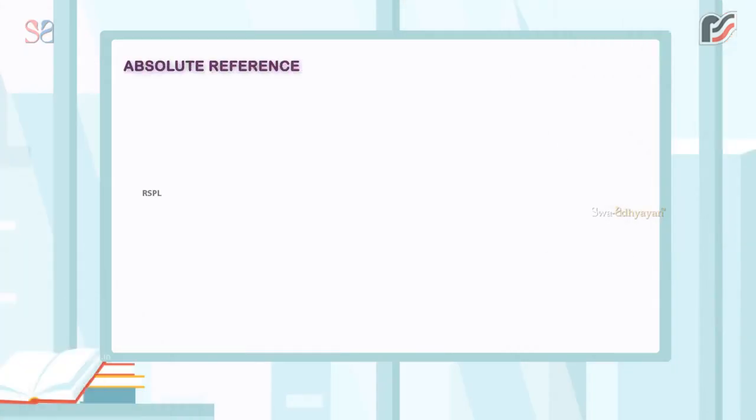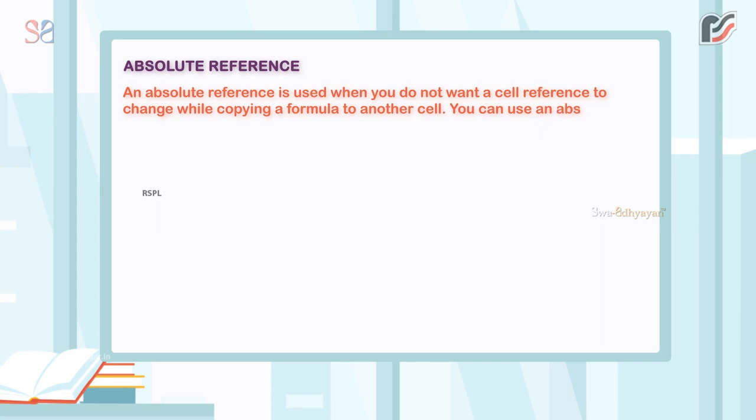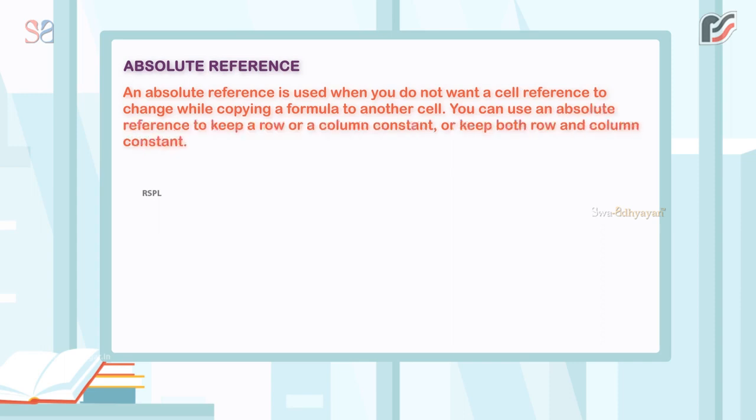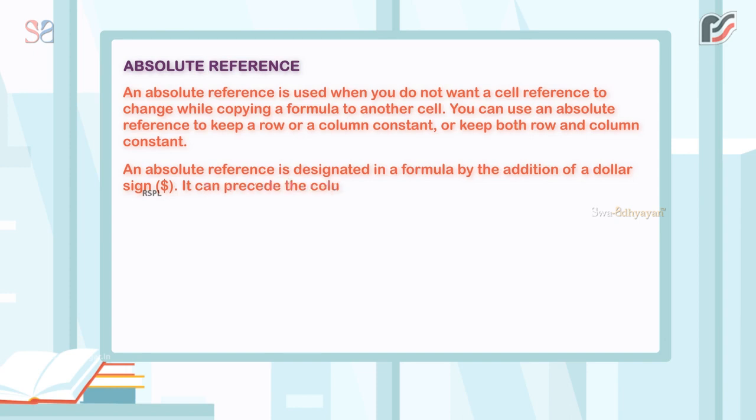Moving on to the second type of cell reference, which is absolute cell reference. It is used when you do not want a cell reference to change while copying a formula to another cell. You can use an absolute reference to keep a row or a column constant, or keep both row and column constant. An absolute reference is designated in a formula by adding a $ sign. Remember this, okay? It can precede the column reference or the row reference or both.